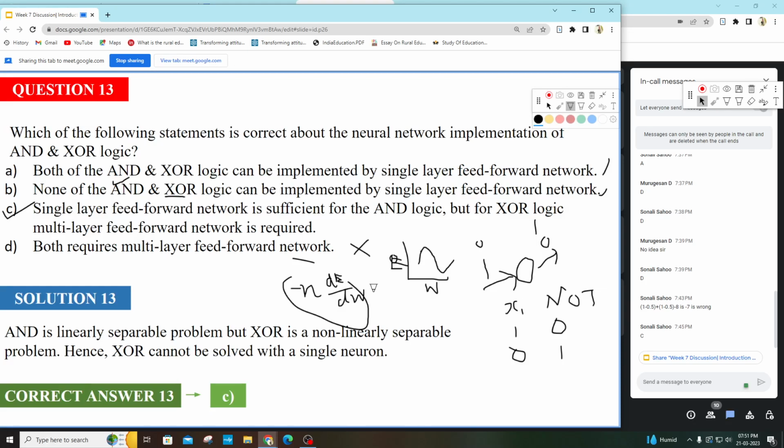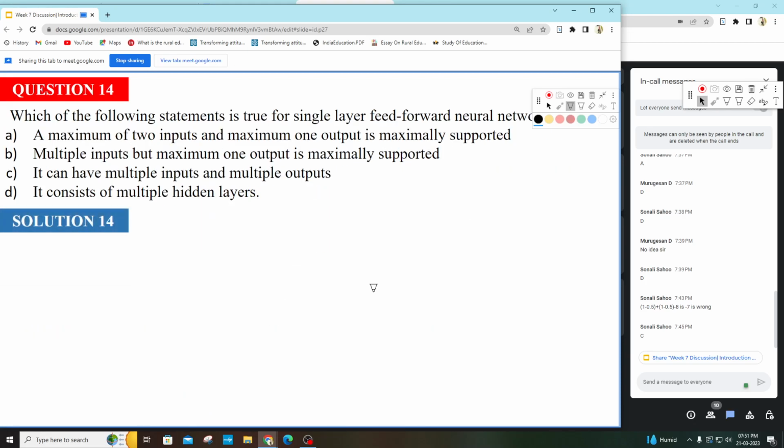Okay, let's move on to the next question. Which of the following statements is true for a single layer feed forward neural network? A, a maximum of 2 inputs and a maximum of 1 output is supported. B, multiple inputs but a maximum of 1 output is supported. C, it can have multiple inputs and multiple outputs. D, it consists of multiple hidden layers. Any guesses?